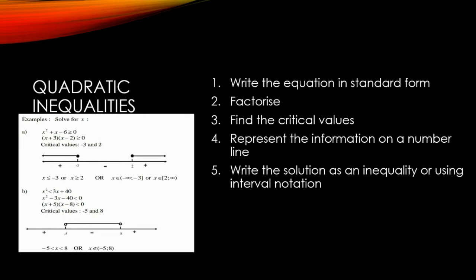Lastly, we're looking at quadratic inequalities. First thing you do is write the equation in standard form and factorize. Then you find the critical values. These are the values that would be equal to 0 were this a normal equation. And then after finding the critical values, you can represent the information on a number line. And then write the solution as an inequality or using interval notation.